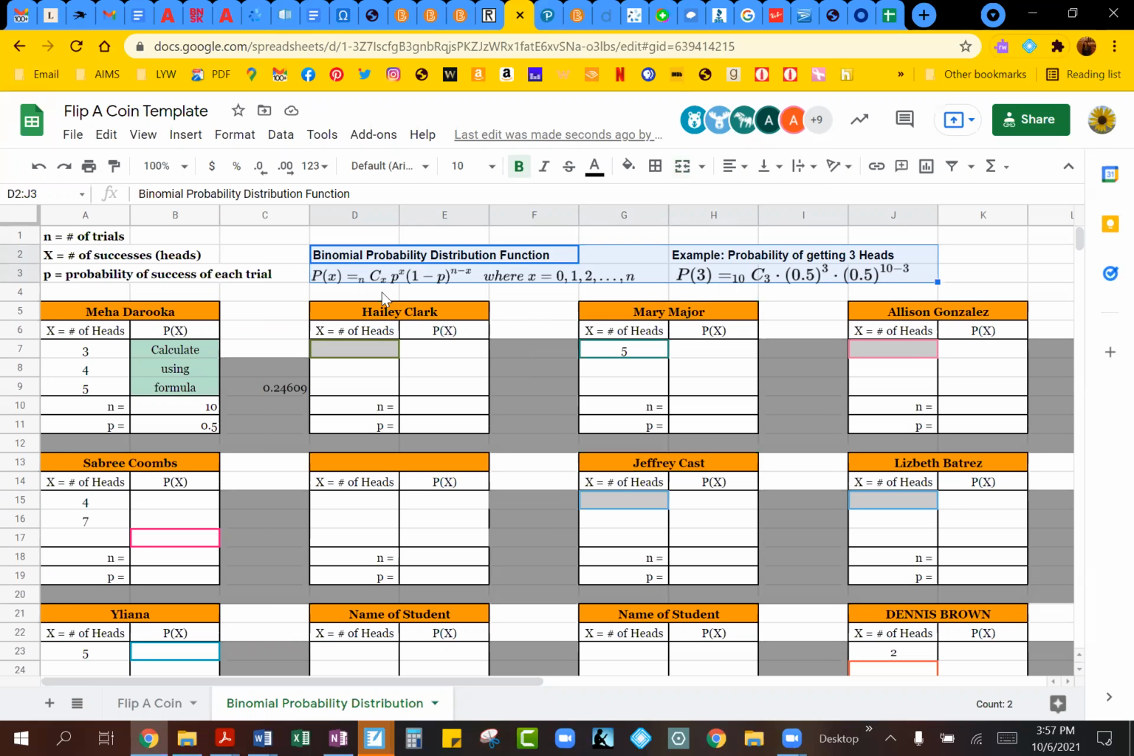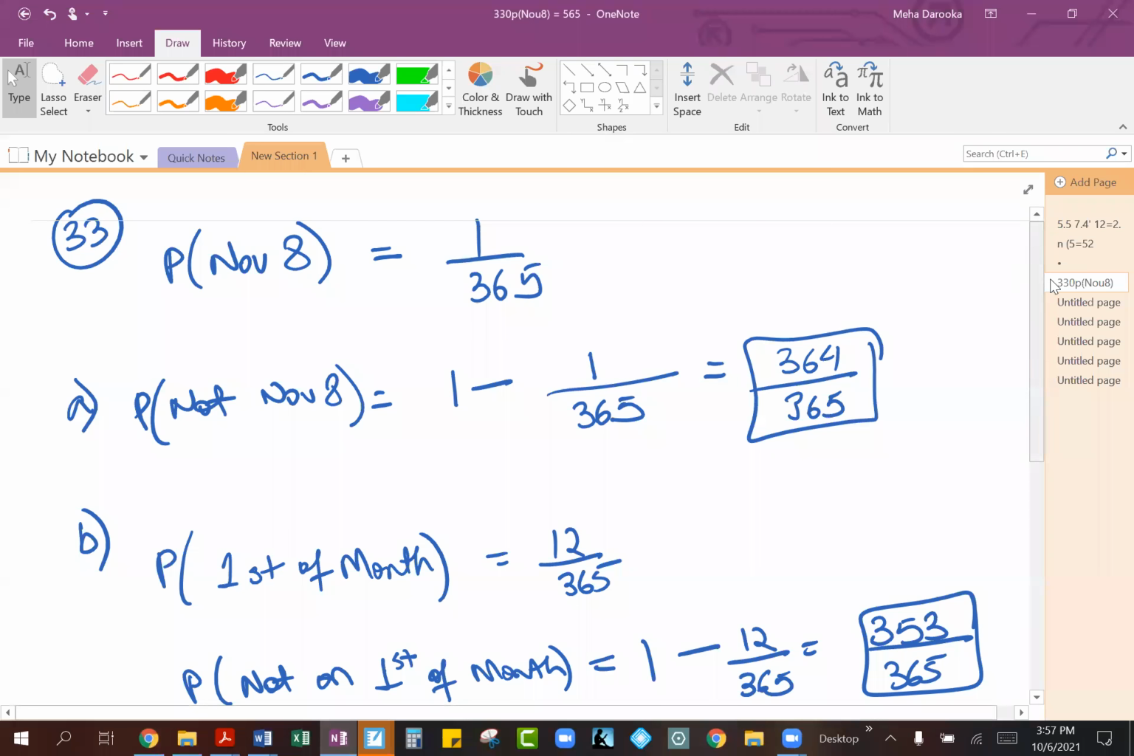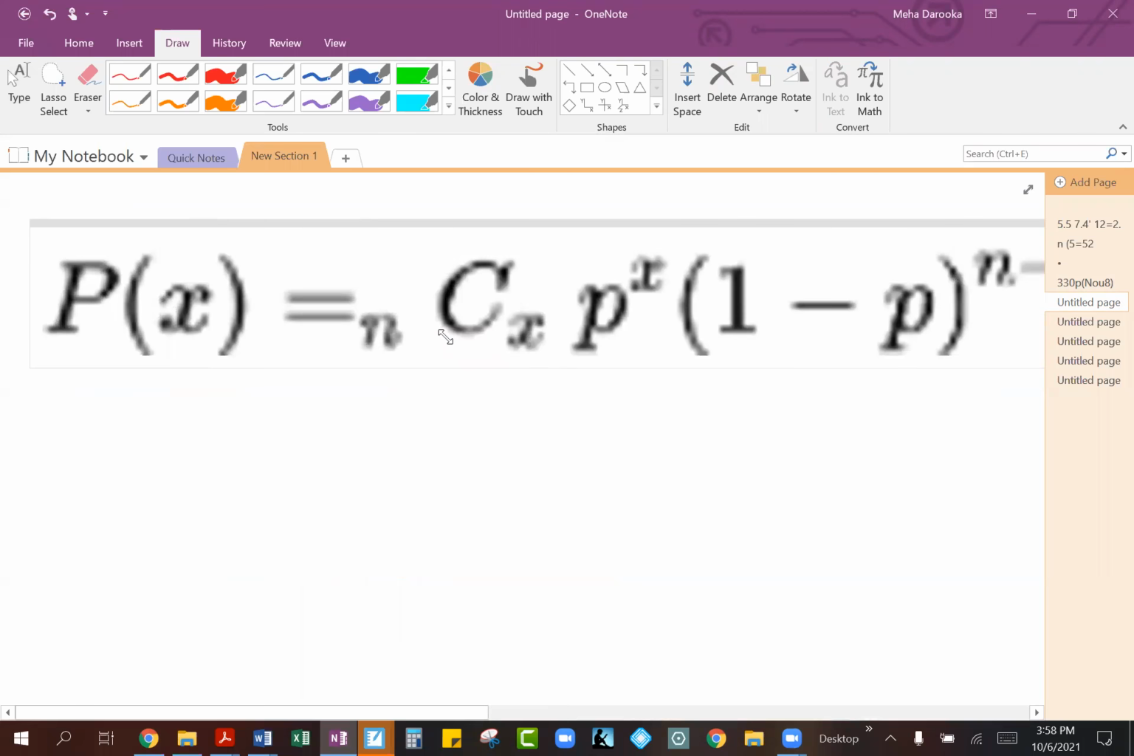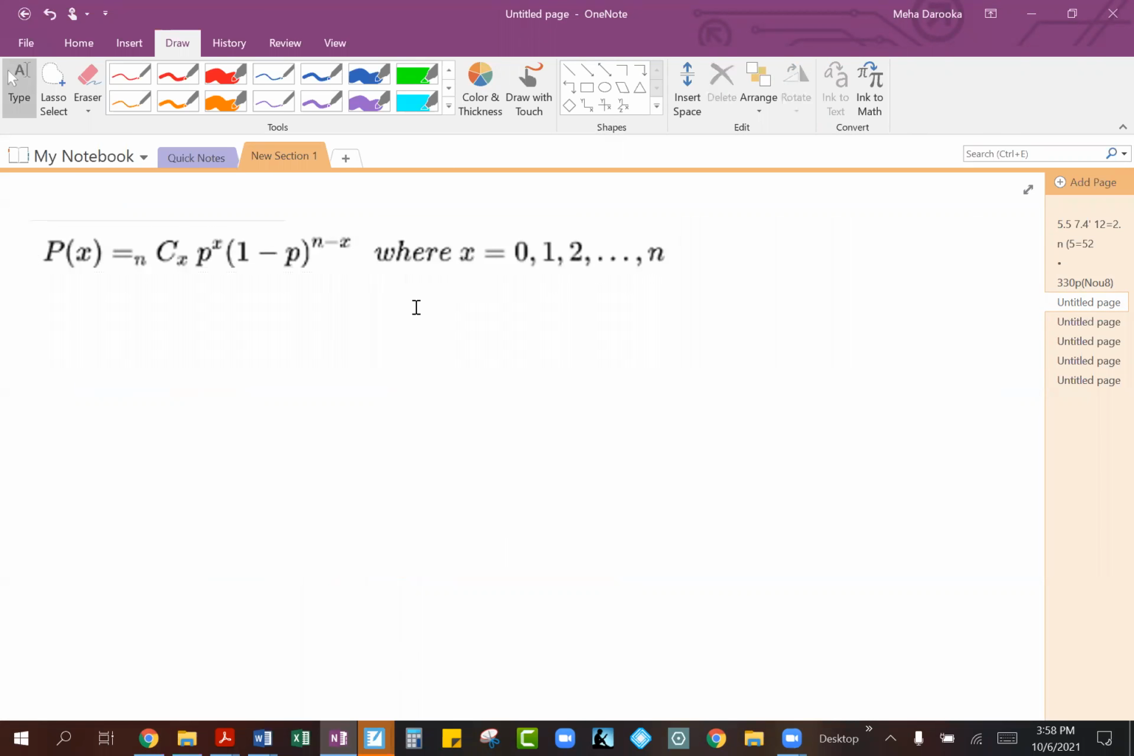So the way the formula works is this is actually your combination formula. So you know how we have permutations and combinations? That's what this formula is over here. And I'm going to try and see if I can copy and paste it so I can show you, if it will let me. Oops. Okay. So this is the binomial distribution formula we're talking about.